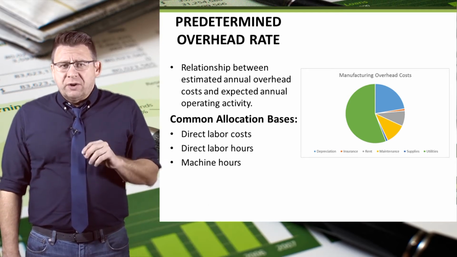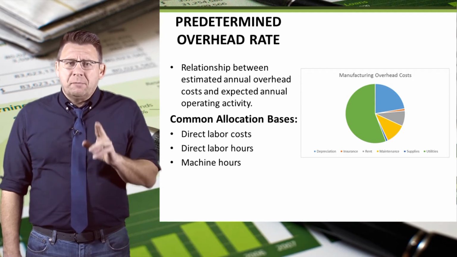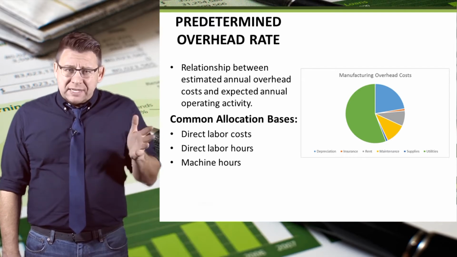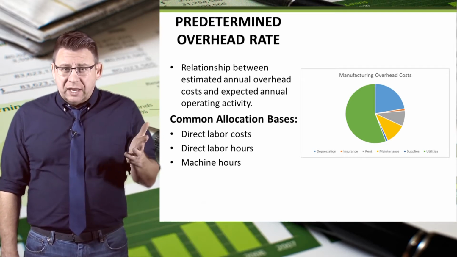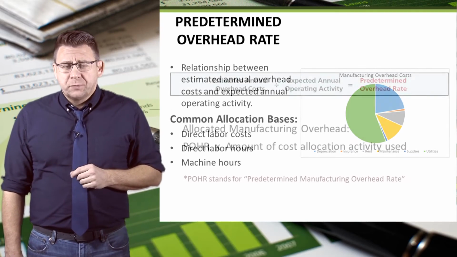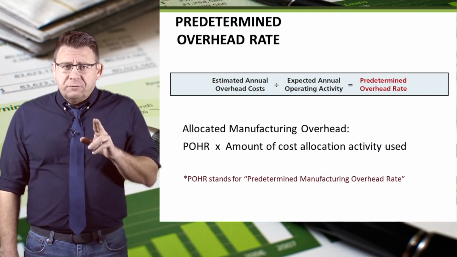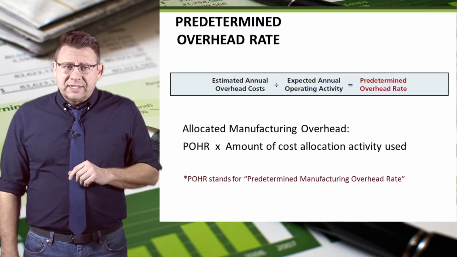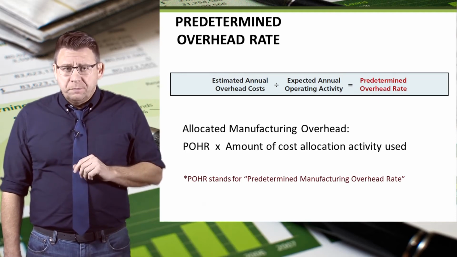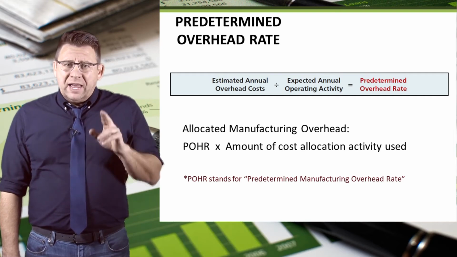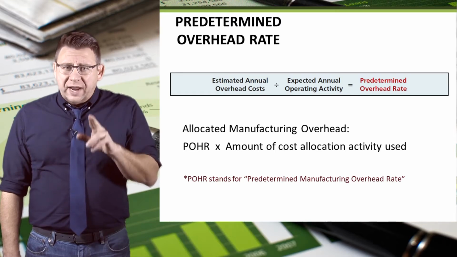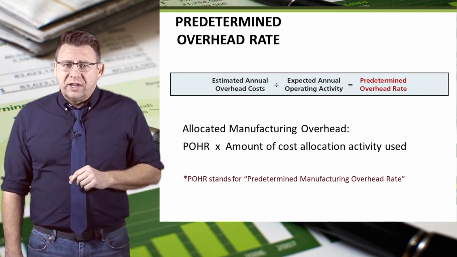So the predetermined overhead rate calculates an estimated amount of manufacturing overhead assigned to jobs based on activity like direct labor costs or direct labor hours or machine hours. The formula for computing predetermined overhead rate is budgeted annual manufacturing overhead dollars divided by the estimated amount of allocation base. Then the rate is used to apply overhead to jobs.